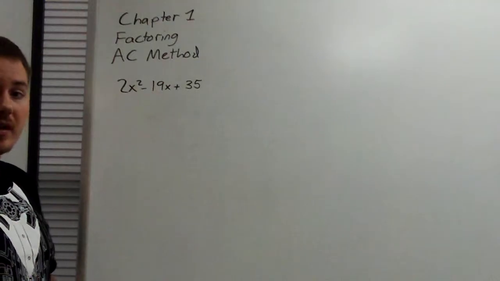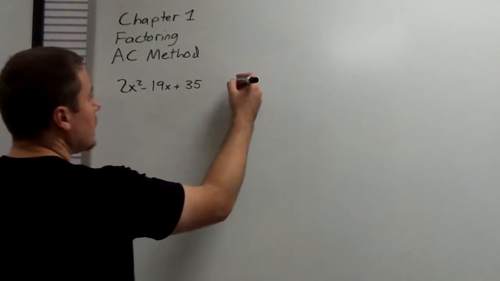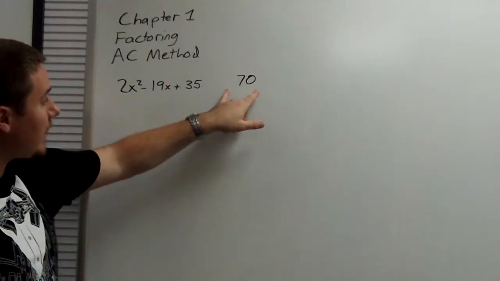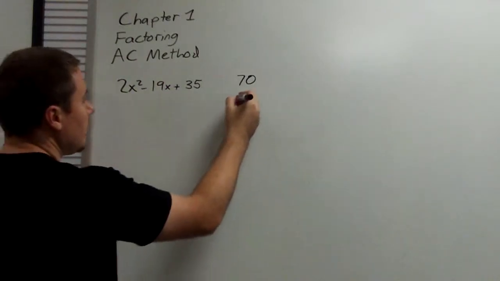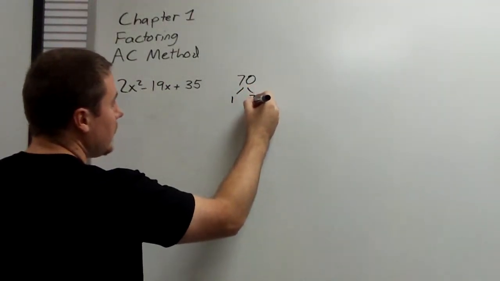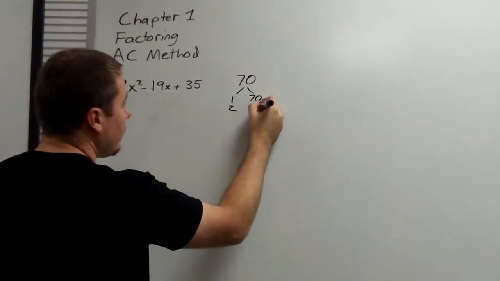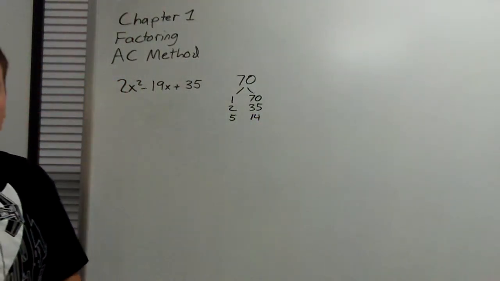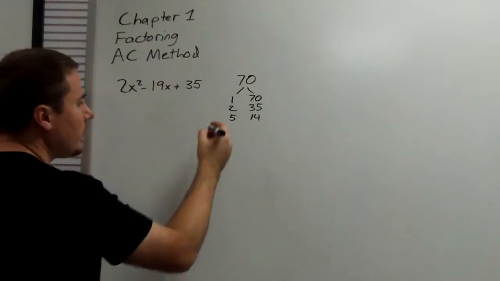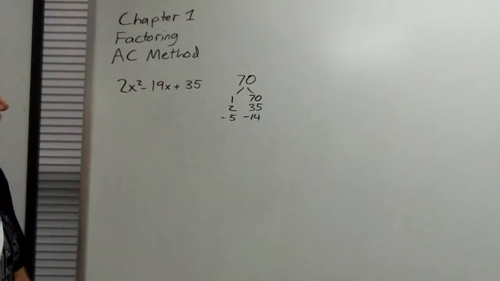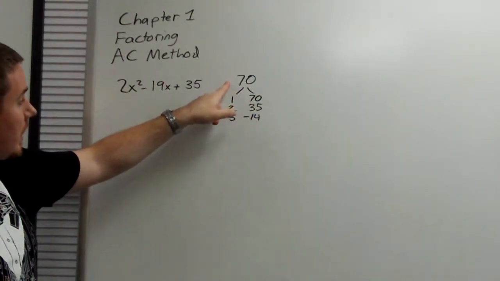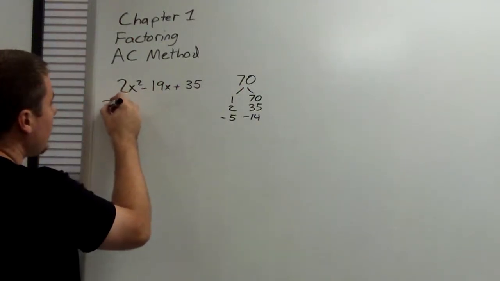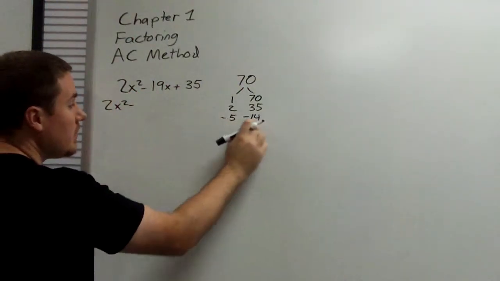Now, it's called the AC method because we multiply A times C, and this gives us 70. Now we're going to play the same game with this as we do with normal trinomials. We're going to find factor pairs that combine to negative 19. So 1 and 70 will not do, 2 and 35 won't, but 5 and 14 combine to 19. We want negative 19, so all I have to do is make these negative. And when I do, they still multiply to 70, but they add to negative 19, so I know this is a good pair. So now I'm going to break up the middle term according to these two numbers.